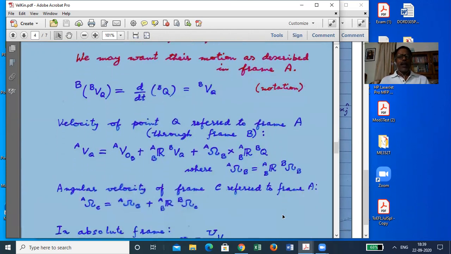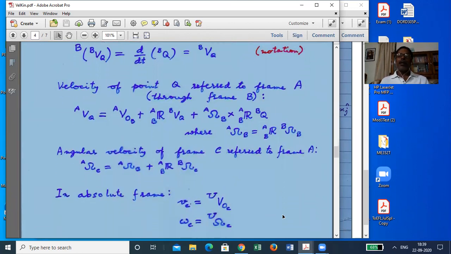Okay. Then angular velocity of frame C referred to frame A, that will be angular velocity of frame C in B, which is known, converted to the basis of A, plus the relative angular velocity of frame B itself, because that may be rotating relative to frame A. So in absolute frame, everything we denote by small letters like this, which is in the absolute frame U, which is basically the base frame for our purpose. That is frame U.